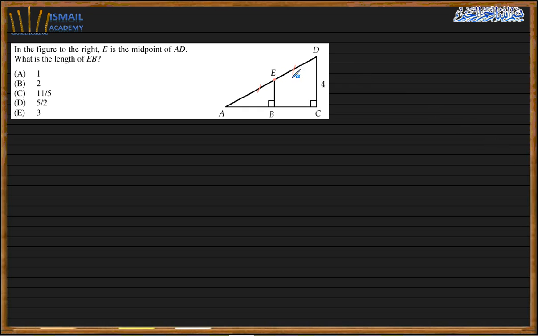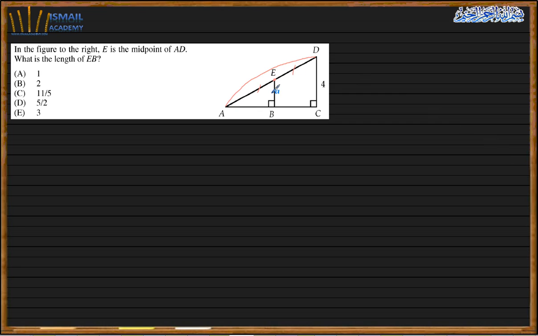means that this side equals that side, and this side is twice that side. So what is the length of ED? If this is the midpoint and this is perpendicular, which means that those two sides are parallel, that means this triangle and this triangle, the small one and the bigger one, are similar triangles.